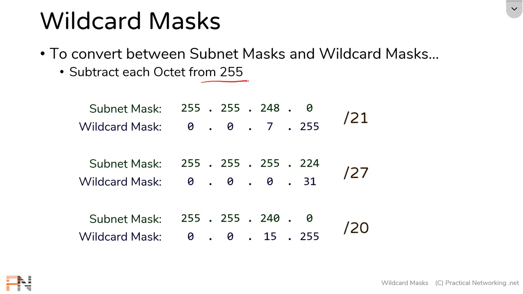Now, the cool thing about the subtraction from 255 trick is that it works in either direction. If we had this wildcard mask and we were trying to convert it into a subnet mask, we could again simply subtract each octet from 255. 255 minus 0 is 255. 255 minus 0 is 255. 255 minus 7 is 248. And 255 minus 255 is 0. So this trick works in either direction, if you're going from subnet mask to wildcard mask or wildcard mask to subnet mask.